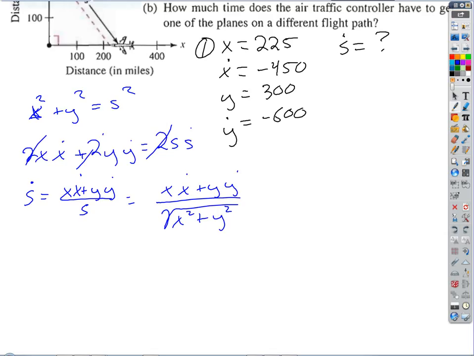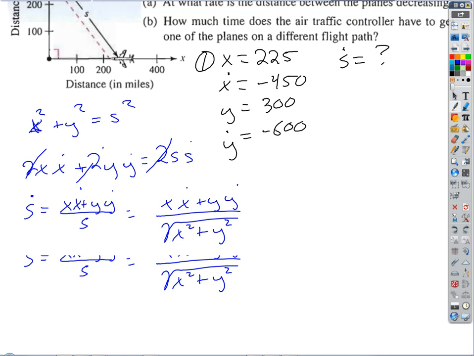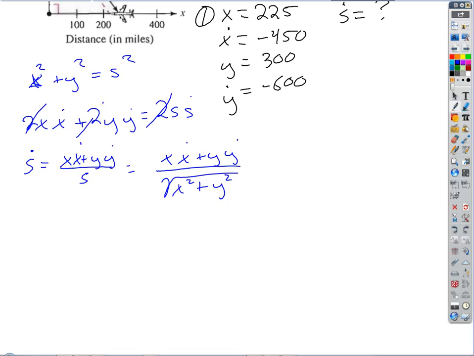Okay. What's constant up here in that? X dot and Y dot are constant, aren't they? Right? X and Y are not. Okay, so then we could write this as x times negative, what was that one, 450? Yep. Oops.